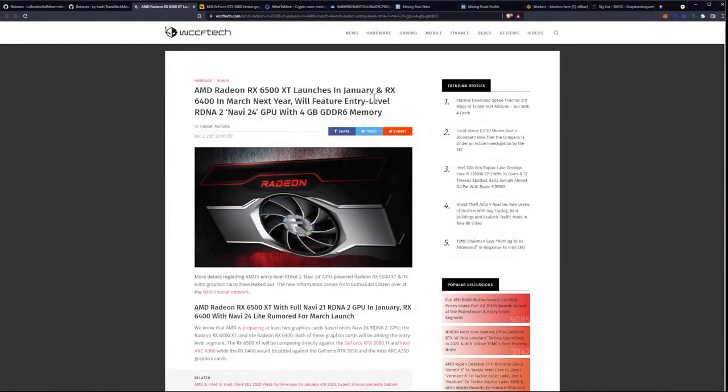So let's go ahead and get into new GPUs. We have the AMD RX 6500 XT to talk about. It's going to be launching in January, and there is also the RX 6400 that will be in March of next year and will feature entry level RDNA Navi 24 GPU with 4 GB of GDDR6 memory.